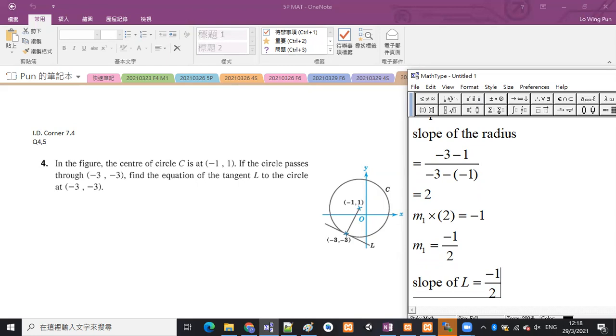Follow? So now, the question asks us to find the equation of L. And now we have a point on L. We have the slope of L. So we are ready to write down the answer, the equation, by using the point slope form. Okay? So the equation of L.